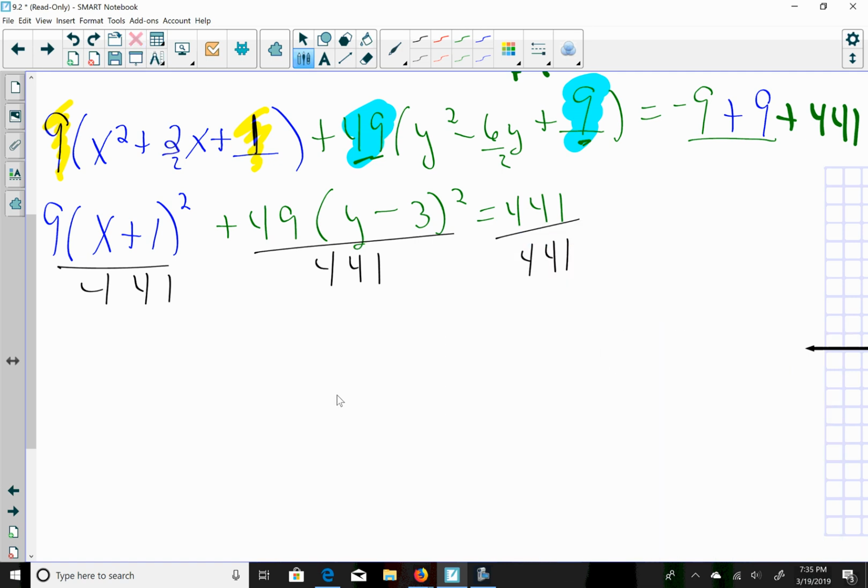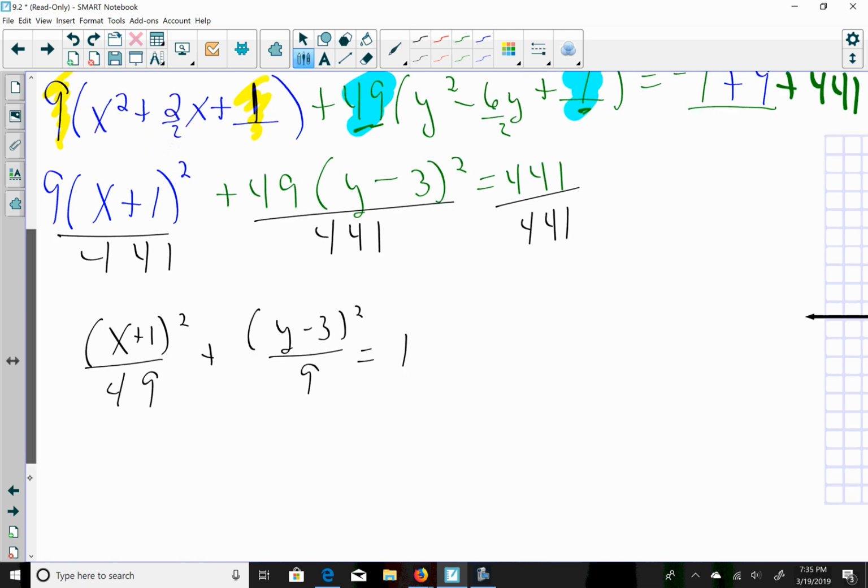When I do that, I can either put 9 over 441 in my calculator, or I can divide 441 by 9. Either way, when I do that, I get x plus 1 squared, and this will be over 49, plus dividing both of these by 49, or putting 49 over 441 in my calculator, I'm going to end up with y minus 3 squared over 9, and this is equal to 1. So this is my equation of my ellipse in standard form.